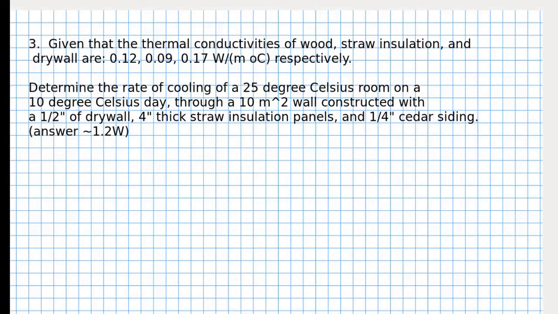Okay, so question 3 says, given that the thermal conductivities of wood, straw insulation, and drywall are 0.12, 0.09, and 0.17 watts per meter degree C respectively, determine the rate of cooling of a 25 degrees Celsius room on a 10 degrees Celsius day through a 10 square meter wall constructed with a ½ inch of drywall, 4 inches thick straw insulation panels, and a 1/4 inch of cedar siding. And the answer ends up being 1.2 watts.